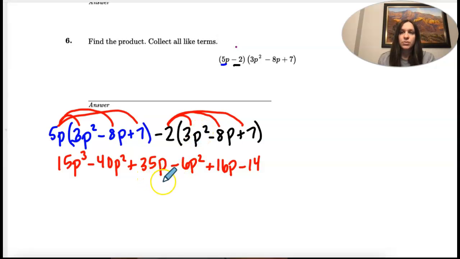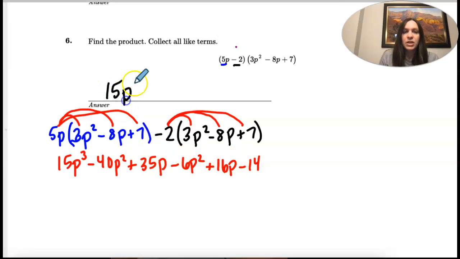So remember, we're looking at exponents and variable. The variable is p, so we're looking at all the exponents. So our first one, we have p to the third. And look, that's the only p to the third. So 15p cubed is my first term. That one's done. I'm just going to put a line through it.